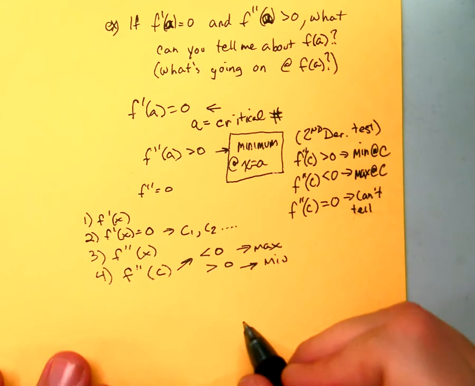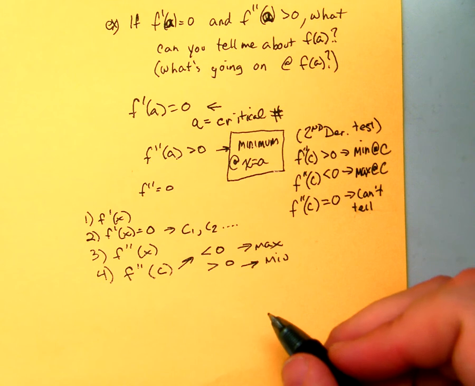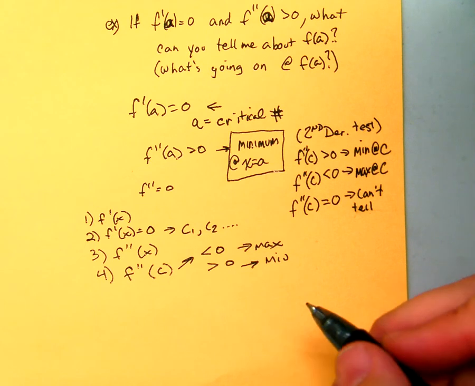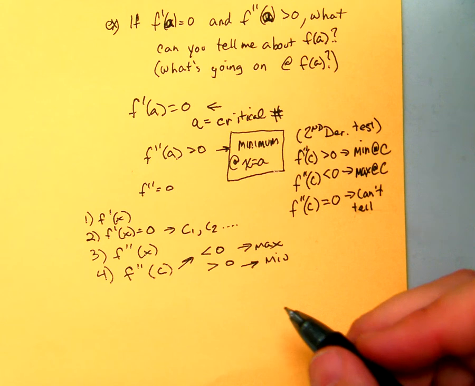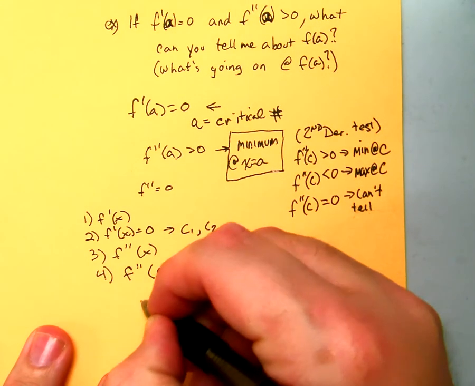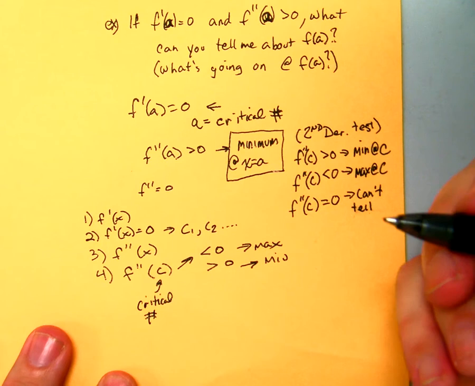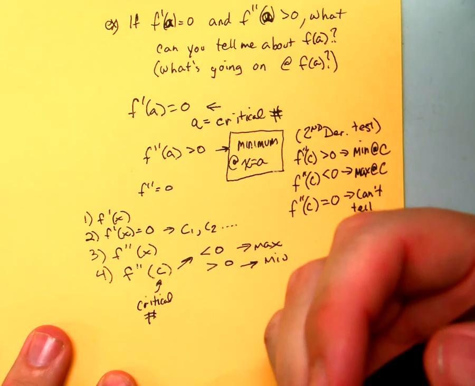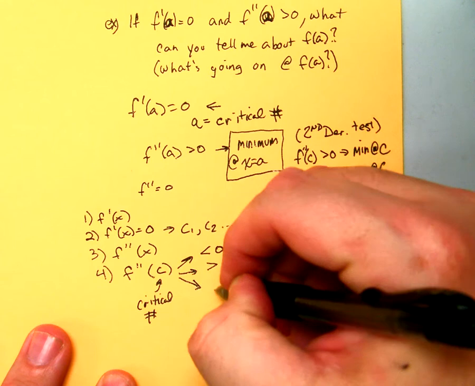No, all of the critical numbers. You've got to plug in the critical number. Number 4 is f double prime of the critical number? Yep. Not the points of inflection that you get from setting the second derivative equal to 0. So you get those 3 different outcomes.